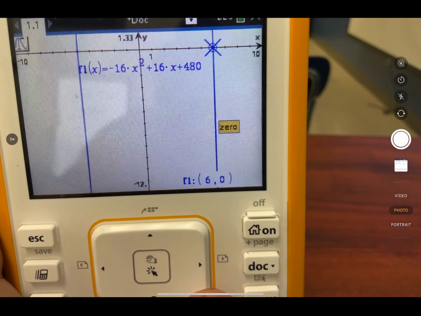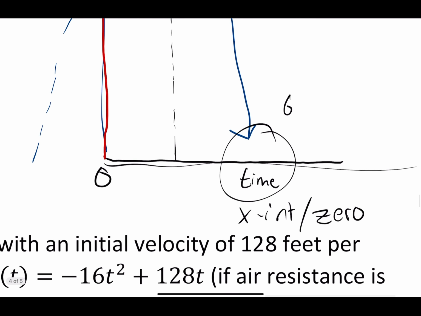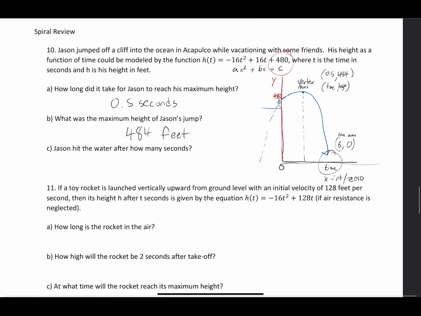6, 0. I was right. 6, 0. He hits the ocean water. That is time 6 seconds, 0 feet in height. That is the ocean. This is the time. It took him 6 seconds to hit the ocean floor.